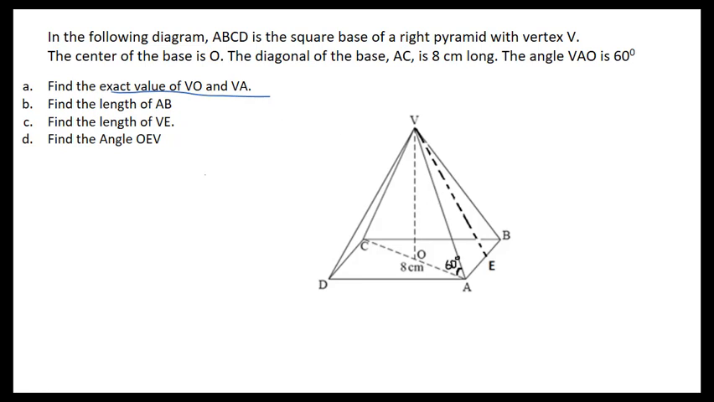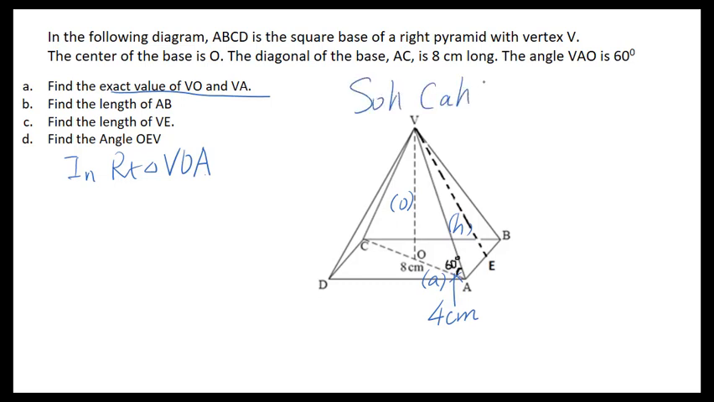In right triangle VOA, corresponding to angle 60 degrees, we know this is the opposite side, this is the adjacent side, and the hypotenuse side. For OA, that is half of CA, is 4 centimeters. We've got to use SOH CAH TOA.